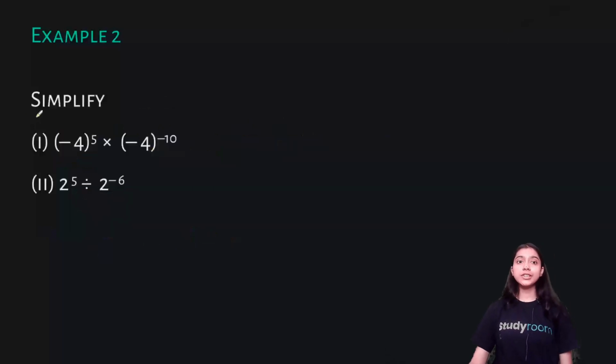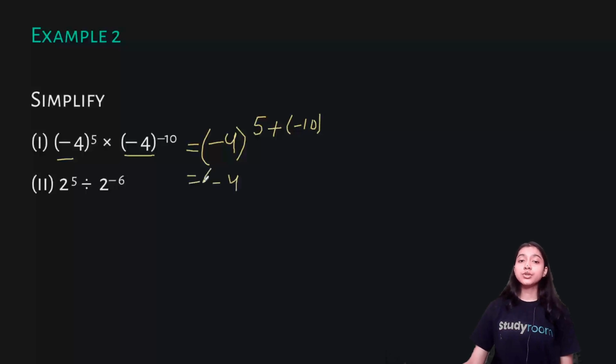Now let's try solving some more problems. So over here we have minus 4 raised to the power 5 multiplied with minus 4 raised to the power 10. So again we'll be using the first law of exponent, that is, bases are same and they are multiplied, so their powers will be added. So we have the base as minus 4 and the powers will be added. So we'll add 5 with minus 10. So we get minus 4 to the power of, now 5 minus 10 gives us minus 5. So we are left with 1 by minus 4 to the power of 5.